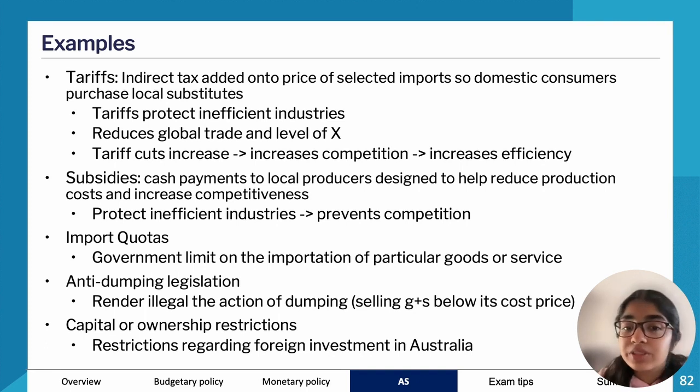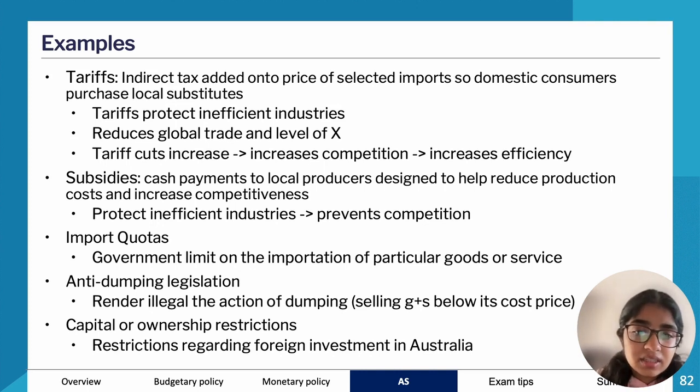Subsidies, so payments to local industries to help them be more productive, improve their productive capacity. Again, it's protectionist because it's not really encouraging them to be super productive when they're just getting the payment and they're using that payment to continue production. Import quotas, so basically when you import something, the government's like, okay, you can only import 100 of this item and that's it.